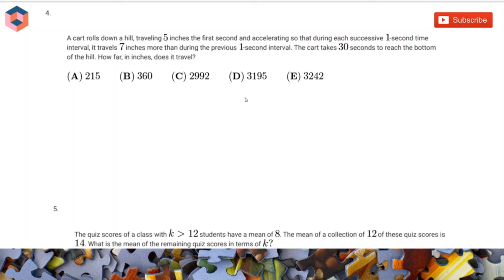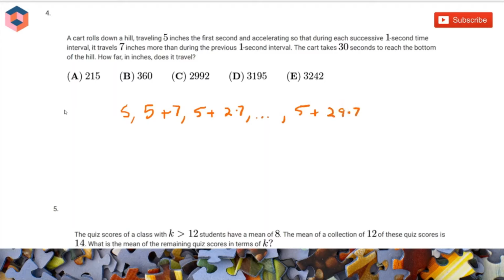So during the first second, the cart travels 5 inches. During the second second, the cart travels 5 plus 7, or 12 inches. During the third second, it travels 5 plus 2 times 7. That would be 19 inches if you're keeping track, and so on. Until finally, it travels 5 plus 29 times 7.